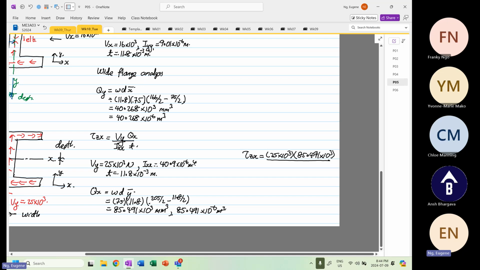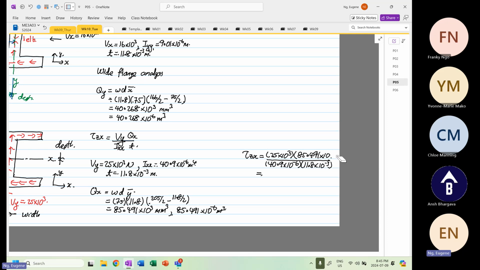Divided by IZZ, which is equal to 40.9 times 10 to the power minus 6. And then the thickness is 11.8 times 10 to the power minus 3. So this will be equal to 25 times 10 to the power 3 times 85.491 times 10 to the power minus 6. Sorry, this should be minus 6. Divided by 40.9 times 10 to the power minus 6, divided by 11.8 times 10 to the power minus 3, is equal to 4.42.